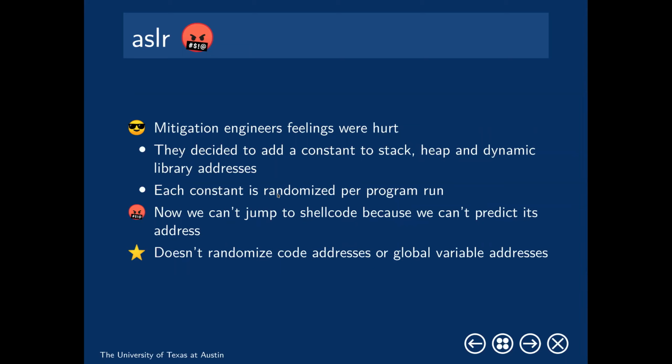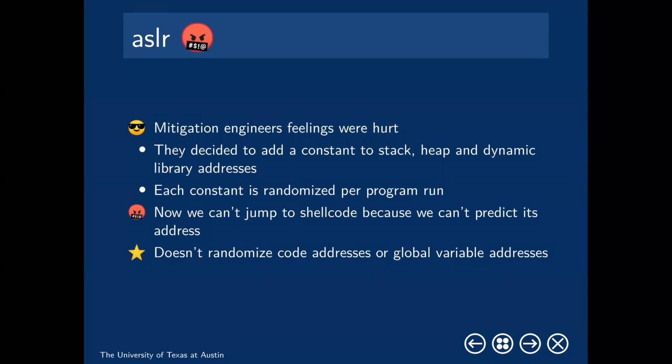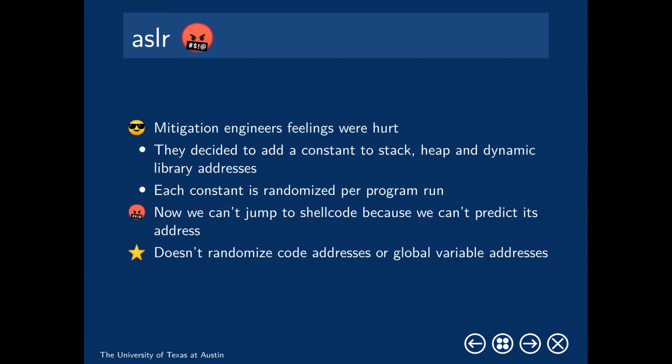So essentially, we're moving the stack by some fixed offset every time the program runs so that you can't predict where the stack is going to be. Now we can't jump to our shellcode because we don't know where the shellcode is on the stack. It's also worth noting that this doesn't randomize code addresses or global variable addresses. This is only randomizing the stack, heap, and dynamic library addresses.